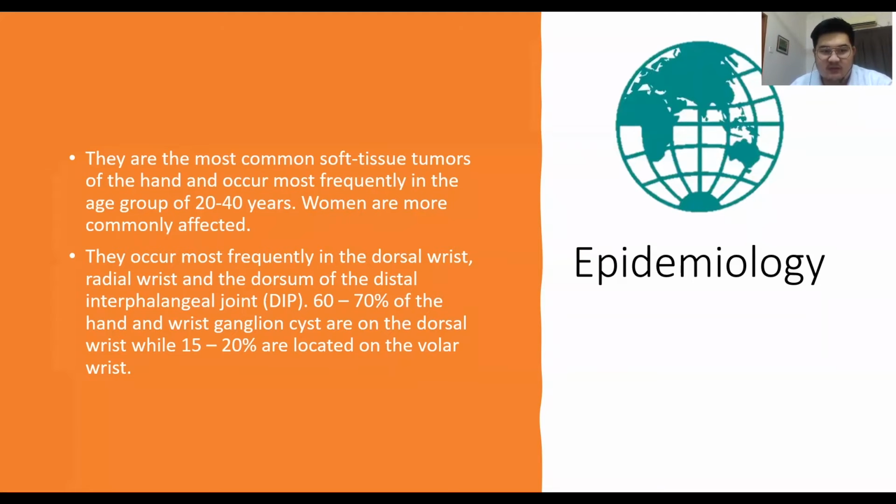They occur most frequently in the dorsal wrist, radial wrist, and the dorsum of the interphalangeal joint. 60 to 70% of hand and wrist ganglion cysts are on the dorsal wrist, while 15 to 20% are located on the volar wrist.